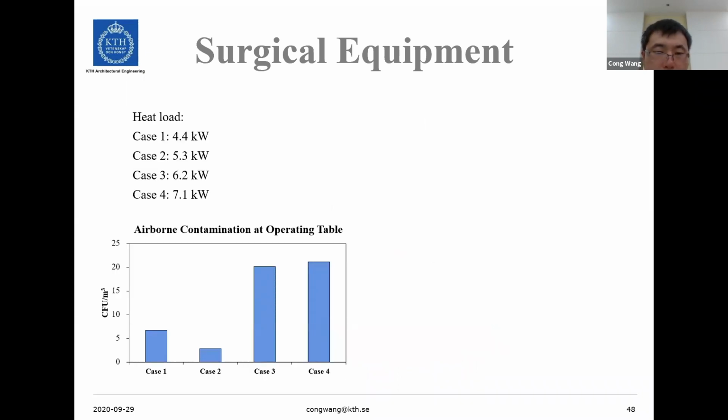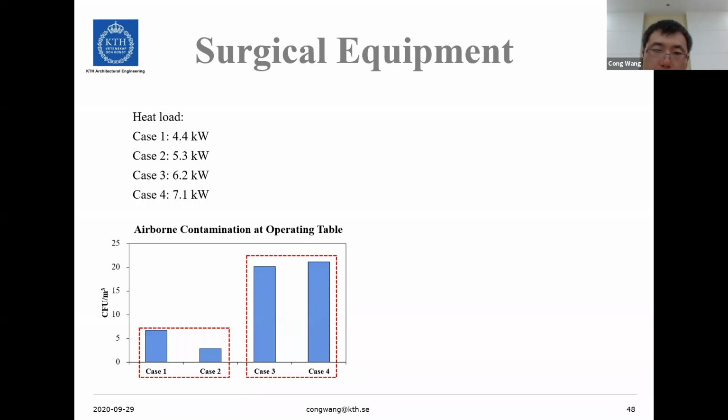So clearly we can see that we defined 4 cases and the results show that these 4 cases fall into 2 categories. The first category is case 1 and case 2, and then case 3 and case 4. For case 1 and case 2, there are some slight differences between them. But in both case 1 and case 2, the airborne contamination level is less than 10 CFU per cubic meter, and this fulfills the ultra clean air standard.